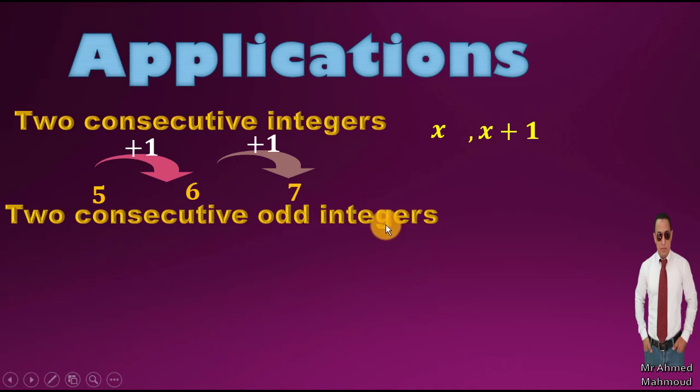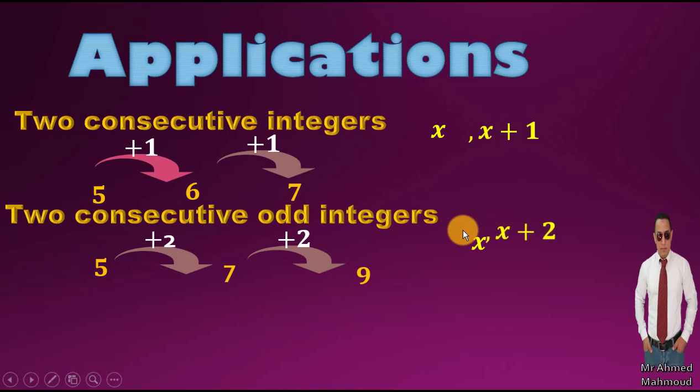The two consecutive odd numbers. All of us know the odd numbers. For example, 5 is odd. The next odd is 7. Okay, 5 plus 2 equals 7. So the difference between an odd and its next equals 2. Also 7 plus 2 equals 9. So 5, 7, and 9 are three consecutive odd numbers. Okay, so if the first odd is x, the next odd is x plus 2.